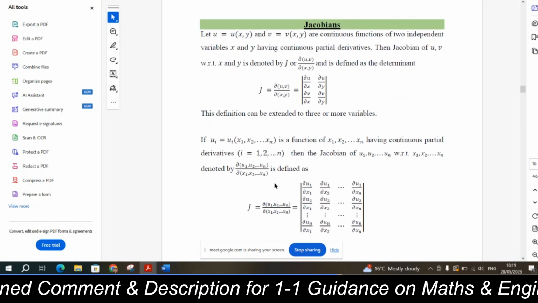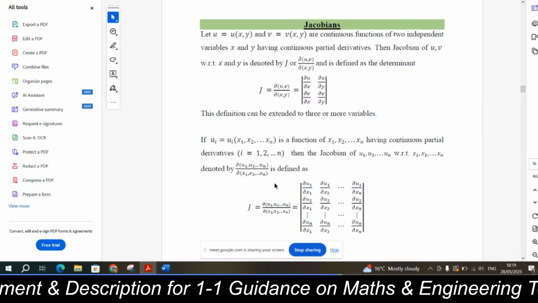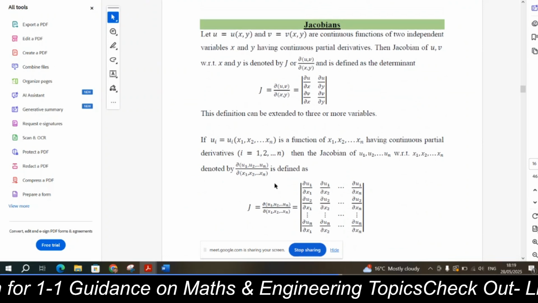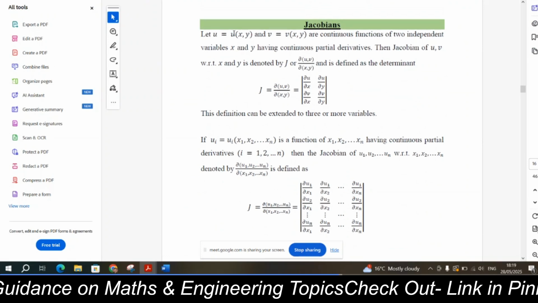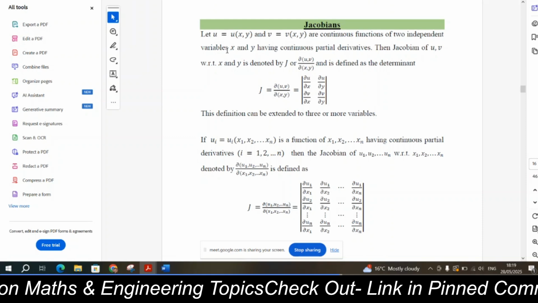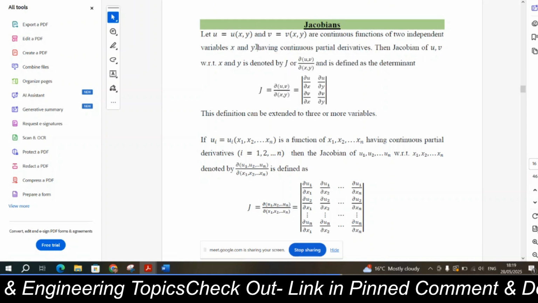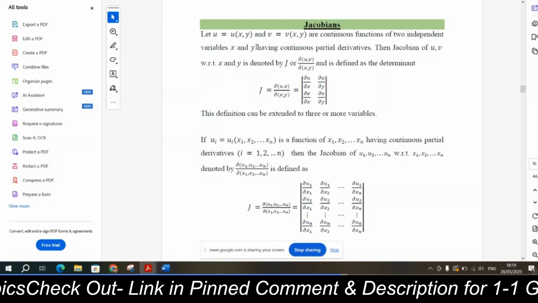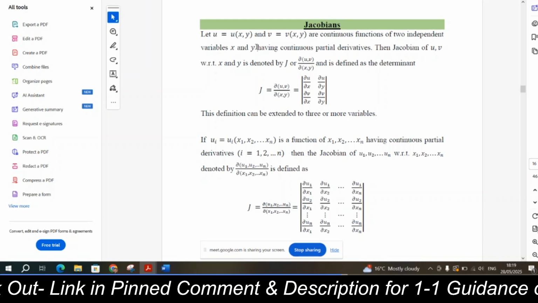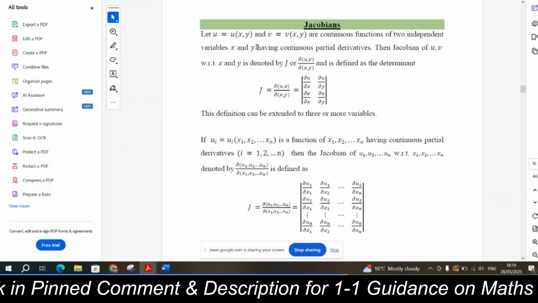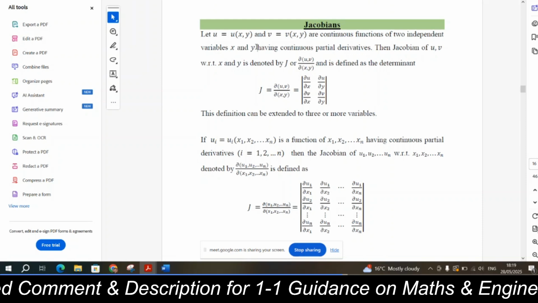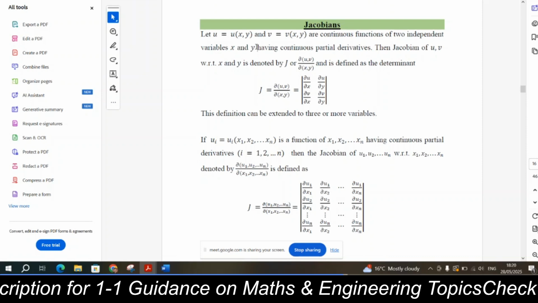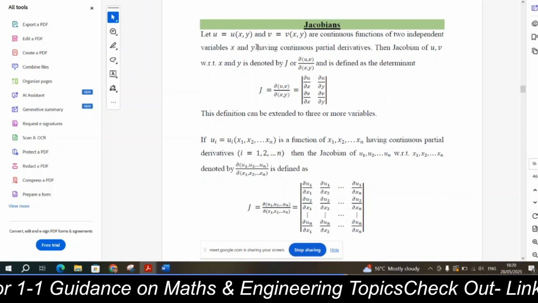Let's proceed further. Jacobians. Let u is equal to u of x comma y and v is equal to v of x comma y be continuous functions of two independent variables x and y having continuous partial derivatives. Then the Jacobian of u, v with respect to x, y is denoted by J, or partial derivative of u comma v with respect to partial derivative x comma y, and is defined as the determinant. So you have two separate functions u and v, and both of them have two independent variables x and y. Because you have two independent variables, the derivatives are not proper derivatives, but partial derivatives.